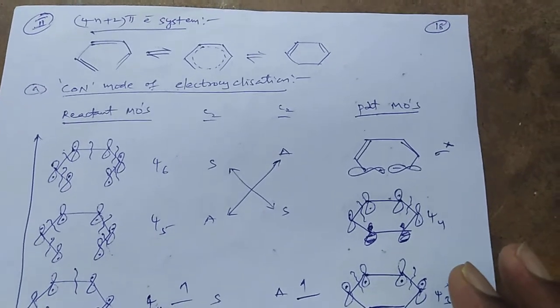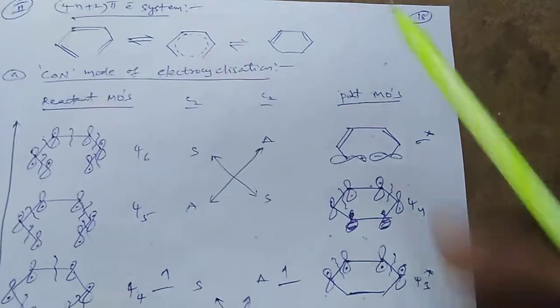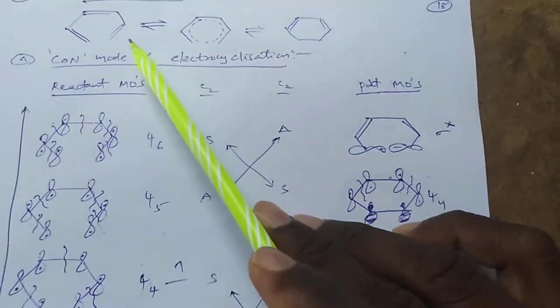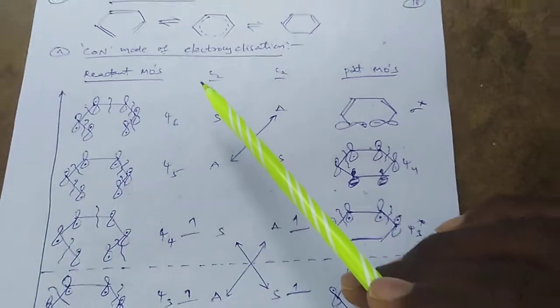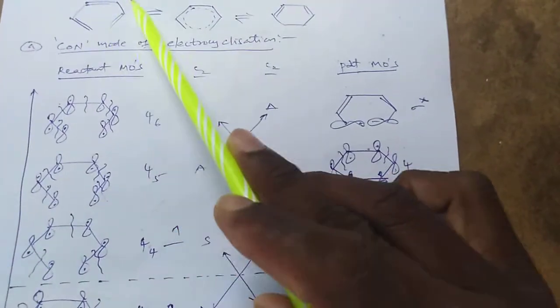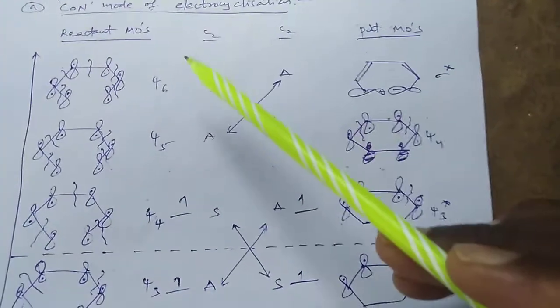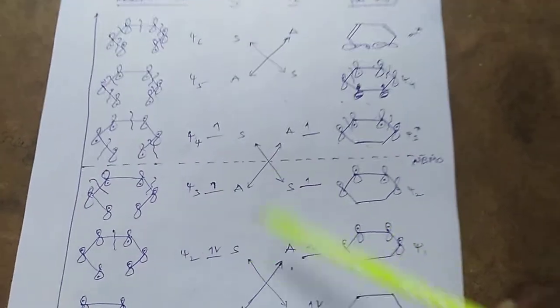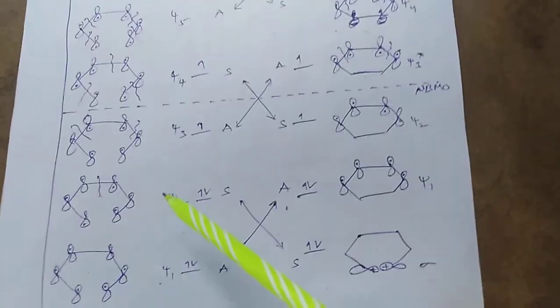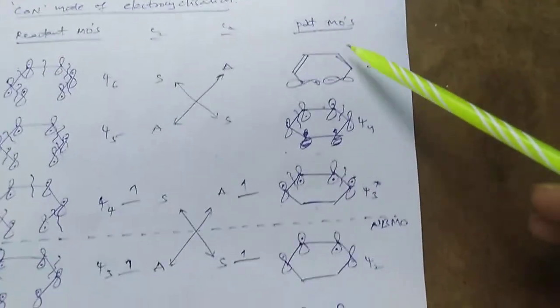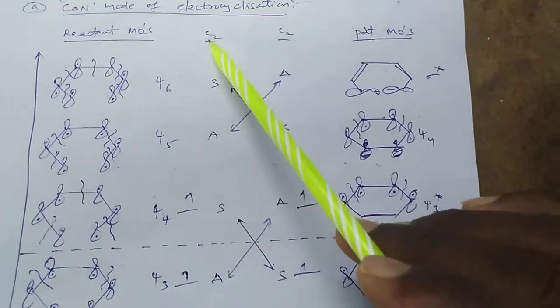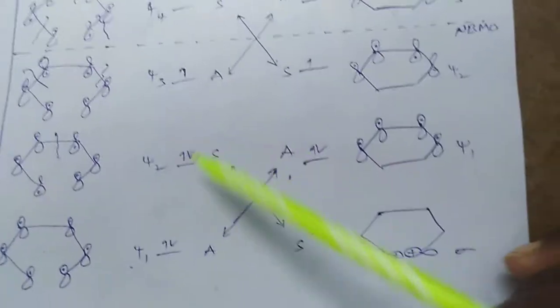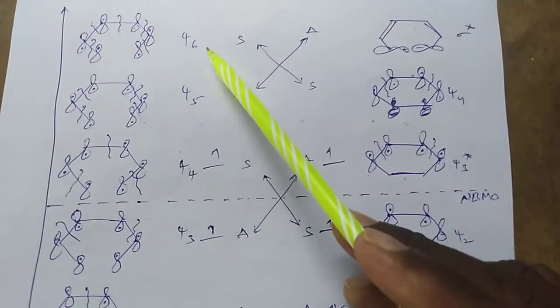1,3-butadiene is a 4n system. Now we are taking a 4n plus 2 electron system, that is 1,3,5-hexatriene. It has 6 sp2 carbons, so it will form 6 molecular orbitals. So we are discussing the correlation diagram. These are the reactant molecular orbitals. These are the product molecular orbitals. So we are discussing conrotation. Therefore the symmetry element is C2. Total 6 molecular orbitals: Psi1, Psi2, Psi3, Psi4, Psi5, Psi6.